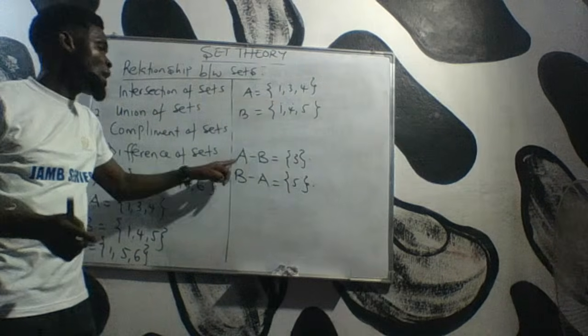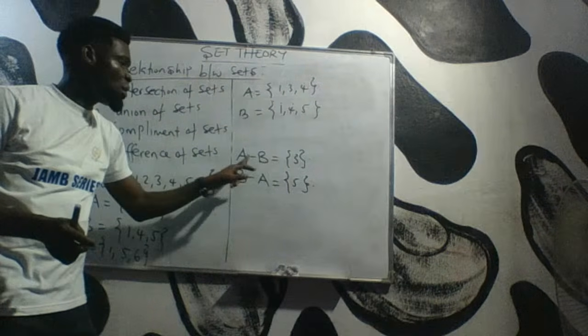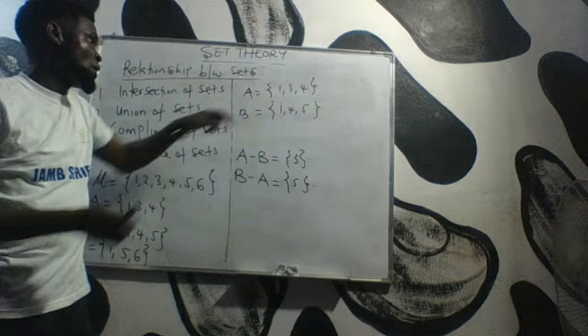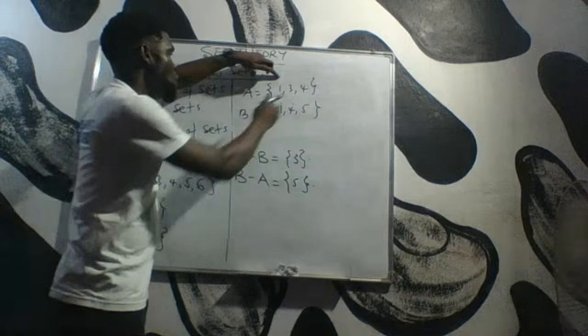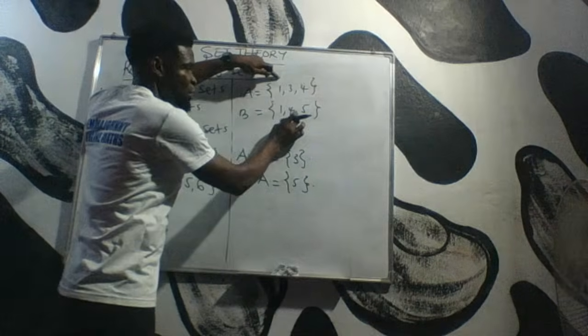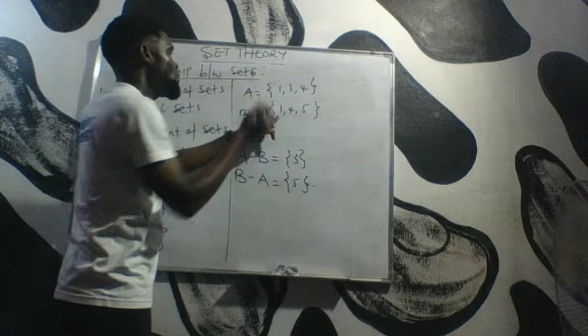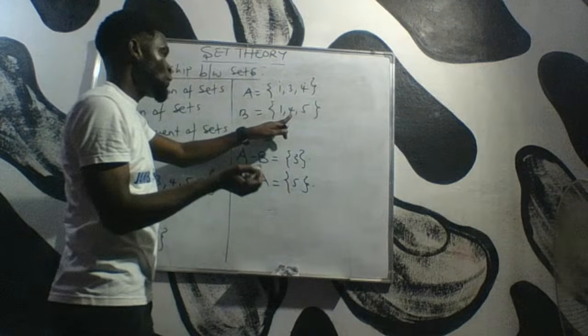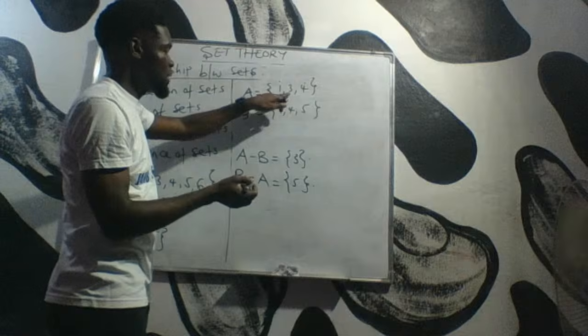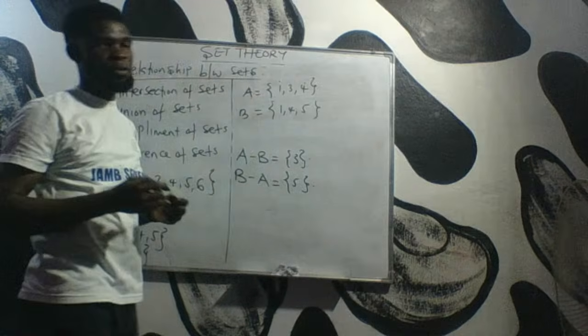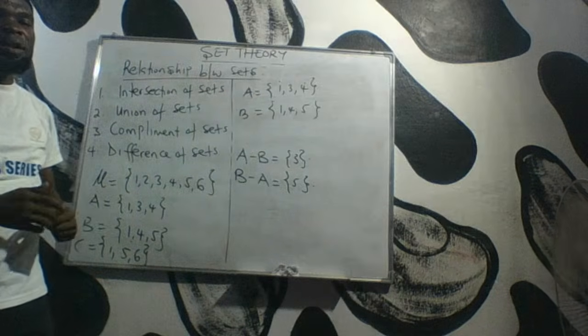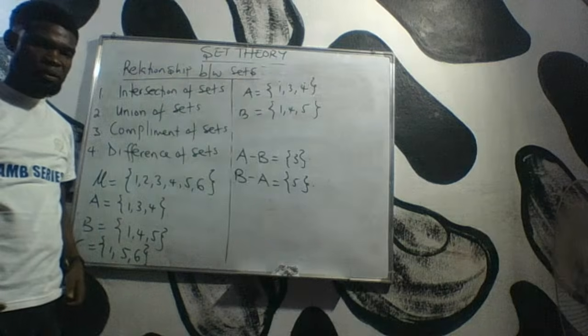For instance, A difference B means go to A and remove the elements of set B. I am in A, I'll remove the elements of set B. Like 1 is here, I'll remove 1. 4 is here, I'll remove 4. Then what am I left with? 3. That gives us A difference B. That's how to find the difference of sets.